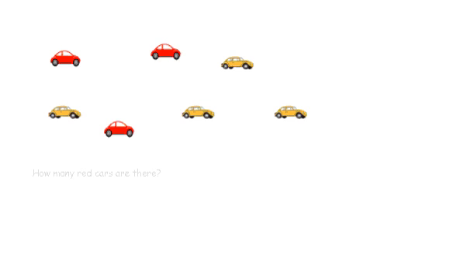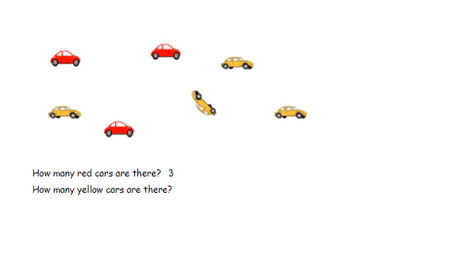Now we're going to count some cars. How many red cars are there? 1, 2, 3. How many yellow cars are there? 1, 2, 3, 4. So how many cars are there all together? Can you count them really carefully? 1, 2, 3, 4, 5, 6, 7.